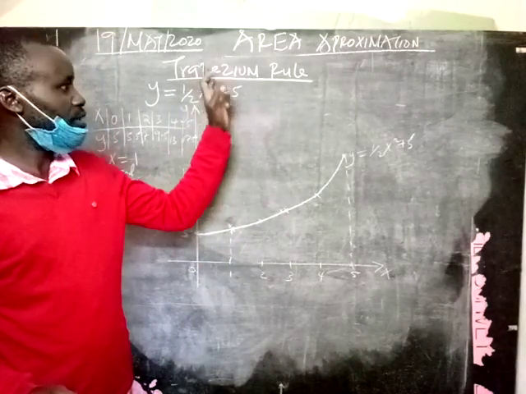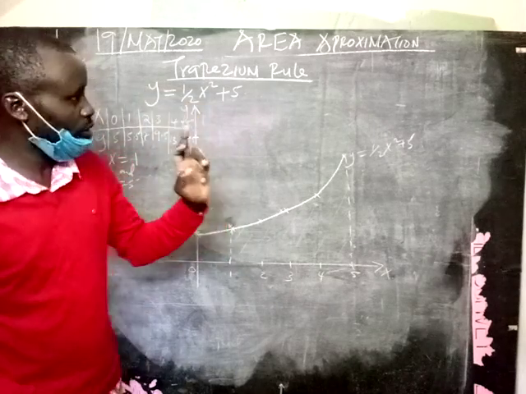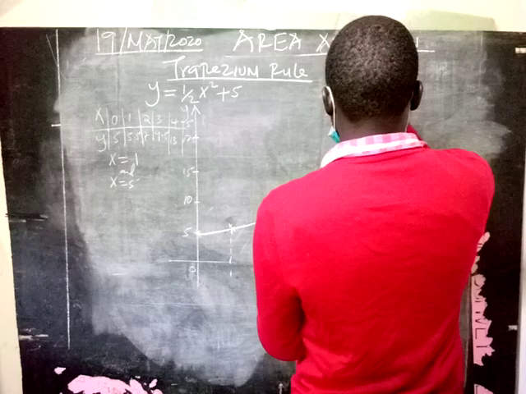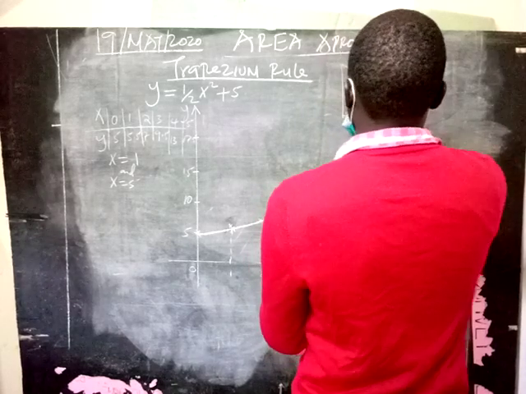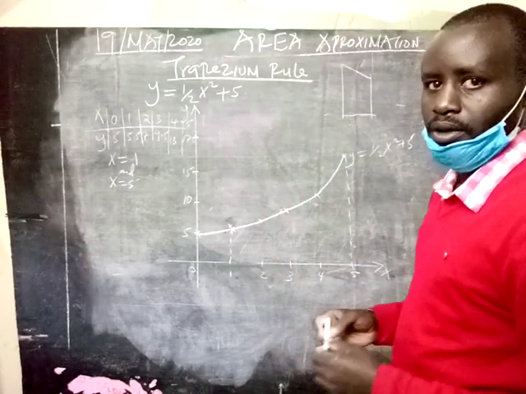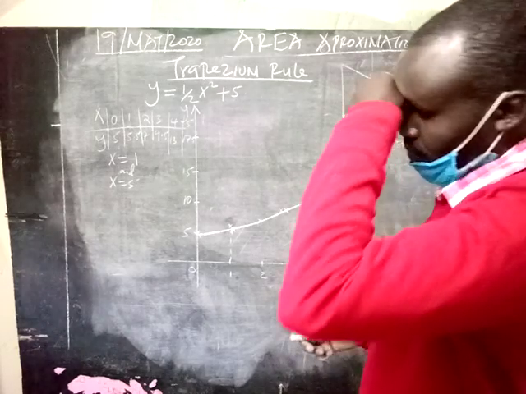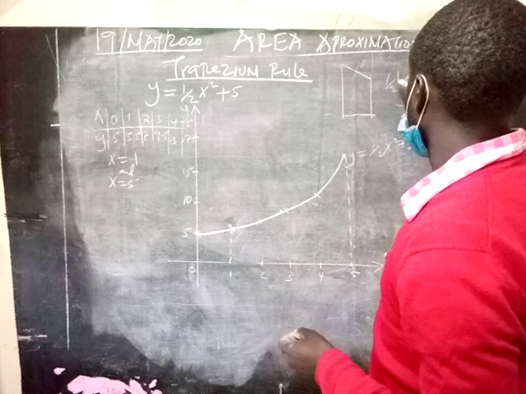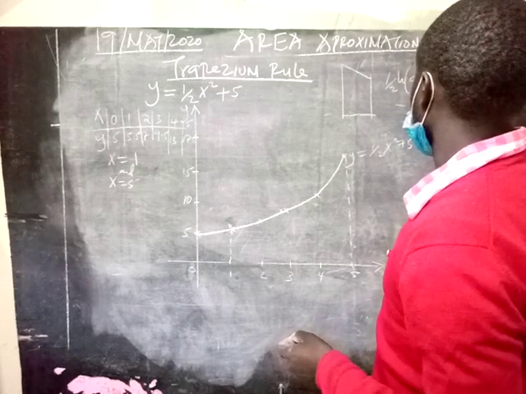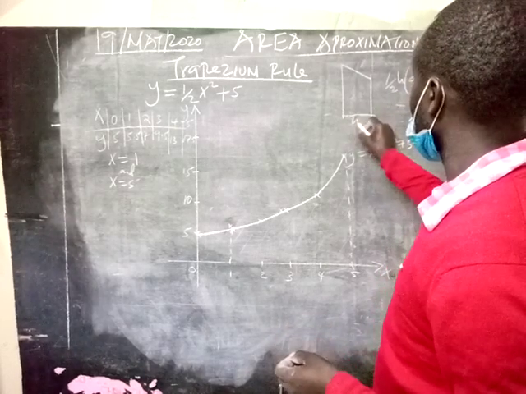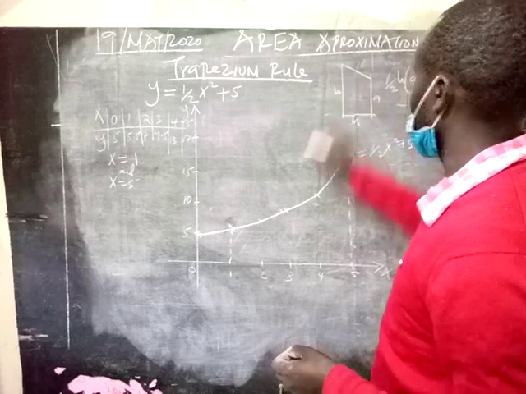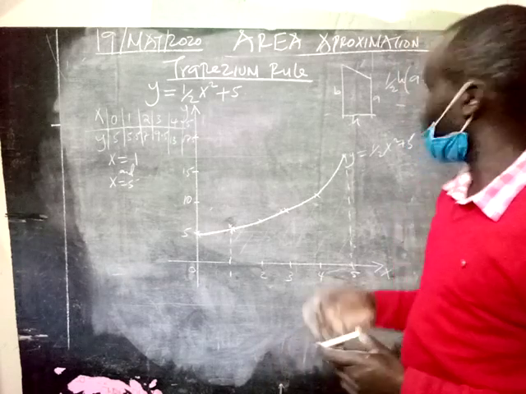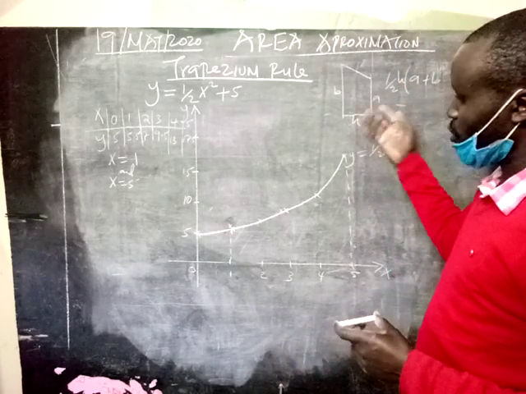Remember, it is a trapezium rule. Remember, trapeziums take this form. That is a trapezium. And in a trapezium, we always say a half times height times a plus b, where here is the height, and here is a, and here is b. So this is how it should be. That is how trapeziums are.